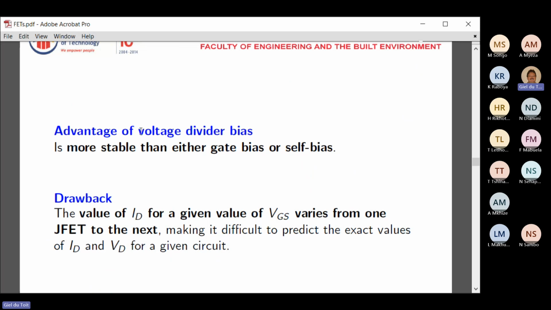Okay. The advantage of the voltage divider bias is it's more stable. It's just a more stable design than a gate bias or a self bias. So learn what this advantage is. You must know this in the theory. A drawback of the voltage divider is that the value of ID for a given gate voltage varies between JFETs. That makes it difficult to predict the exact value, because every JFET that you buy in a shop is slightly different from another JFET. So that's one of the drawbacks of the voltage divider bias.